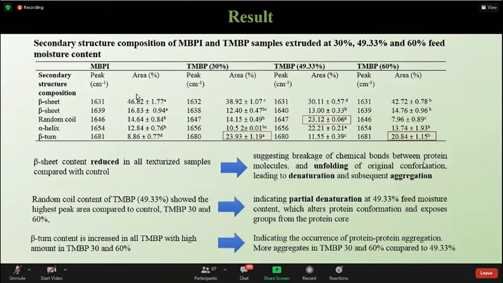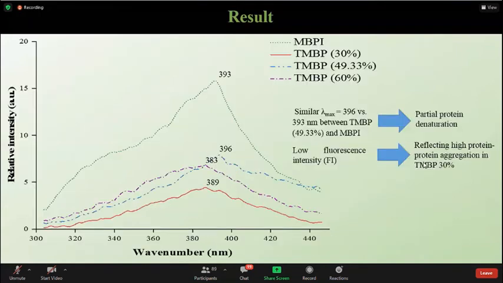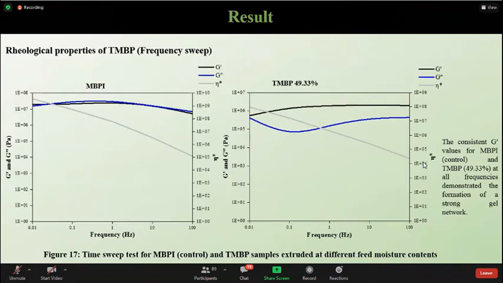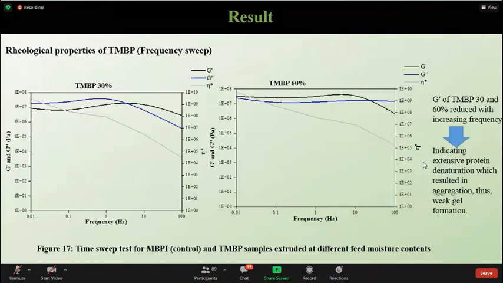This one is the secondary structure composition. It shows a different composition of secondary structure of membrane protein isolate, and also textured membrane protein isolate. And we also measured the rheological properties of the protein isolate and of the textured membrane protein isolate. Some data that we have collected basically.